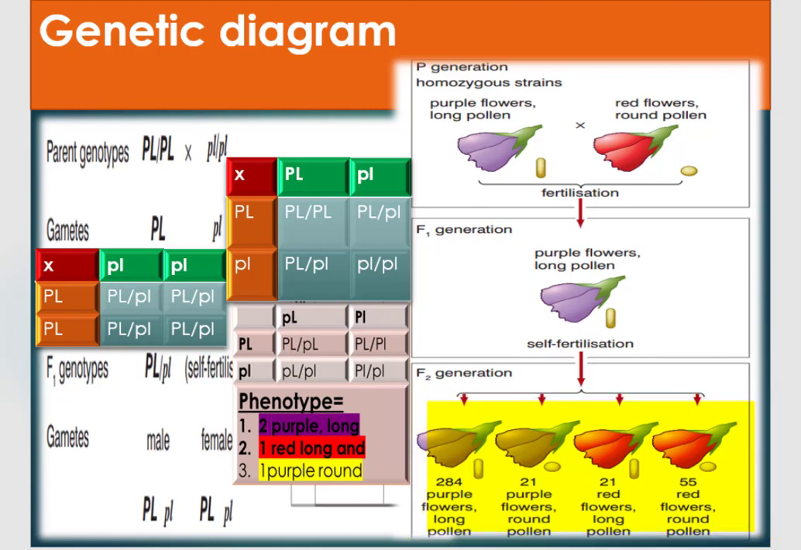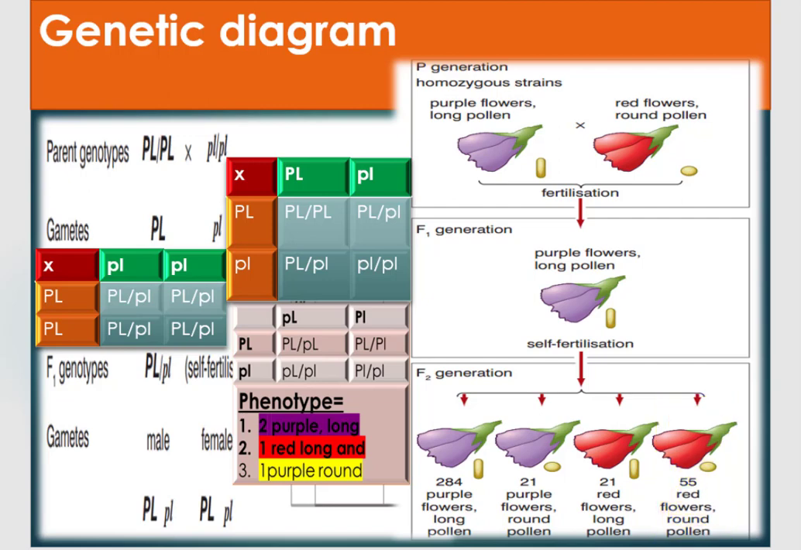After self-fertilization of the F1 generation, Bateson and Punnett phenotypically acquired in the F2 generation 284 purple flowered with long pollen, 21 purple flowers with round pollen, 21 red flowers with long pollen, and 55 red flowers with round pollen, which couldn't show the 9:3:3:1 ratio of dihybrid inheritance.